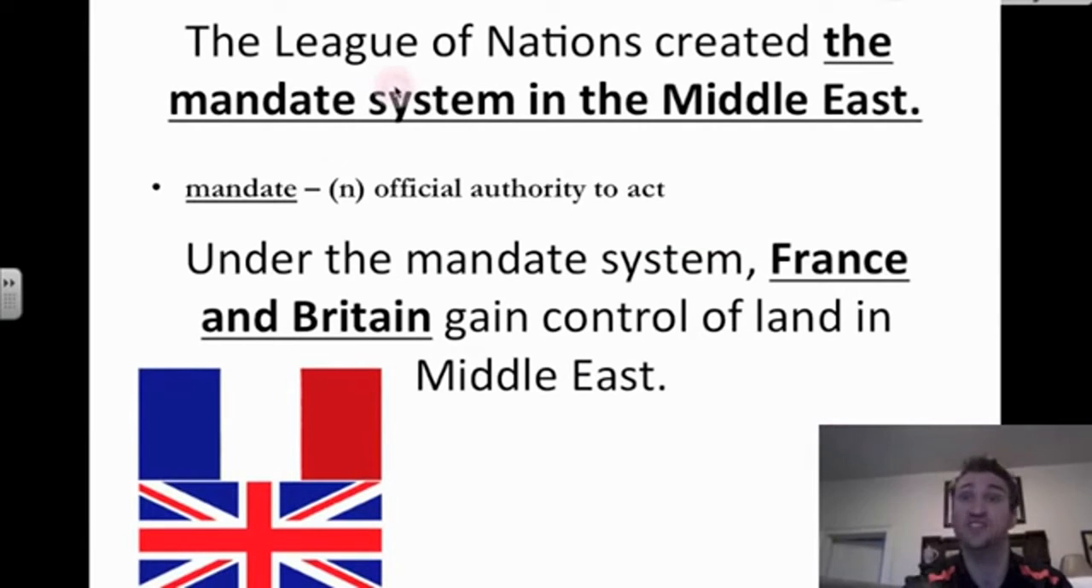The League of Nations does create the mandate system in the Middle East. What is a mandate? It's an official authority to act. So under the mandate system here, France and Britain gain control of land in the Middle East, at least temporarily.